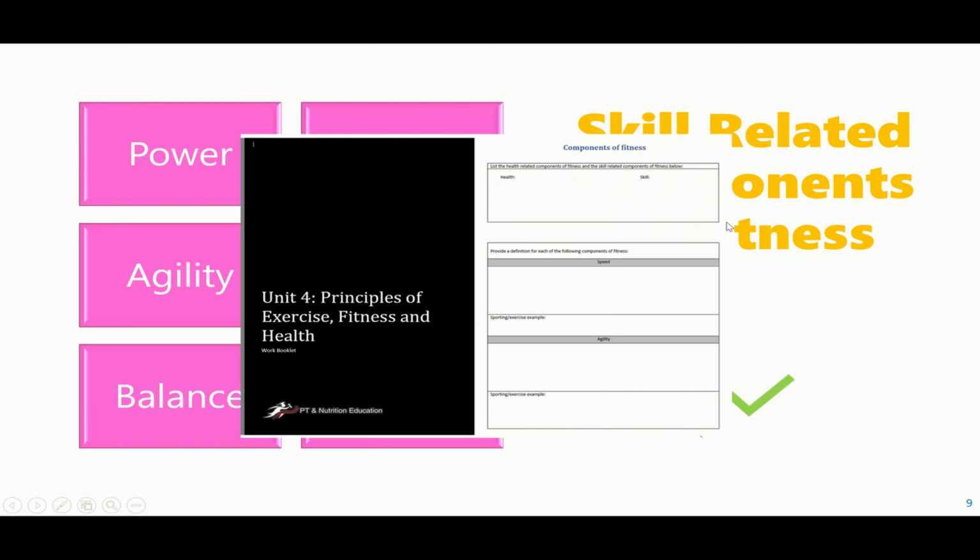And within your work booklet, there is a section on the skill-related components of fitness. You have to identify both the health and the skill-related, giving definitions and types of training for those skill-related that we've just been through. And in addition to that, there is a practice examination that you can have a go to see if you're prepared for the exam when it comes to the principles of exercise, fitness and health.